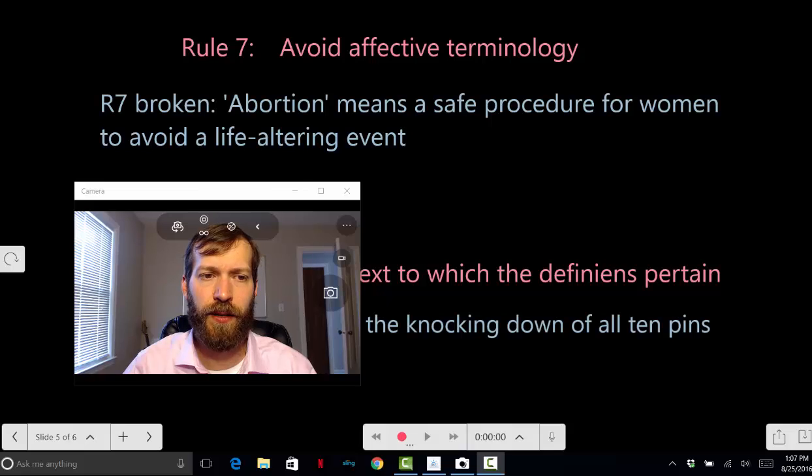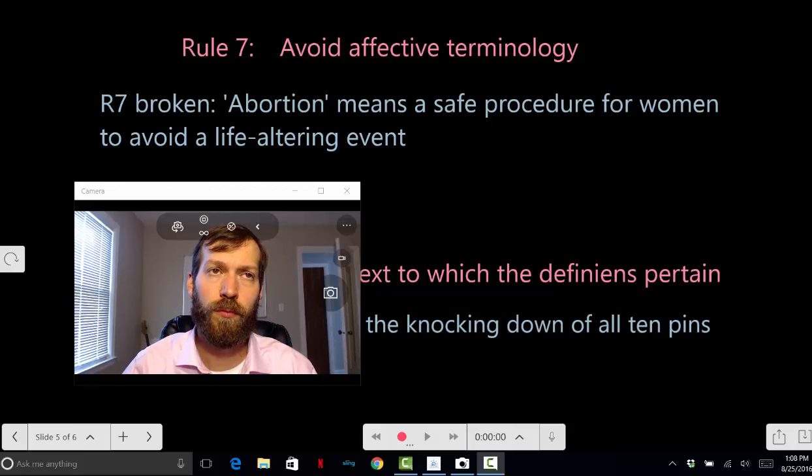And here's a case of that rule being broken. The word abortion means a safe procedure for women to avoid a life-altering event. Safe procedure certainly has a positive ring to it, and because of that, avoiding a life-altering event sounds like it's going to be a good idea too. And that could lead somebody, if they're not being attentive, if they're not being critical at the moment, to think that abortion is a good thing.